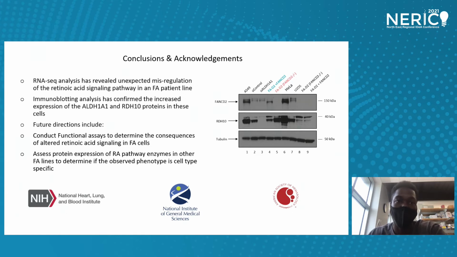FANCD2 patient cells mutant for FANCD2. In conclusion, we have successfully validated altered expression of the retinoic acid signaling pathway in FANCD2 patient cells, and these results are highly significant given the pervasive developmental defects that frequently arise in FA patients. And our future directions will attempt to determine the functional significance of altered retinoic acid signaling.